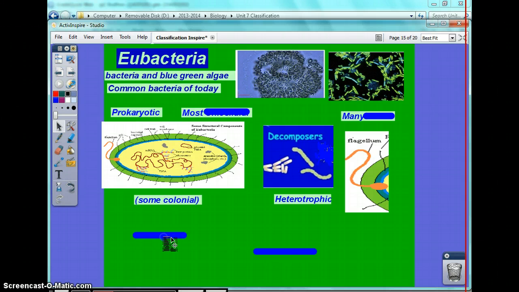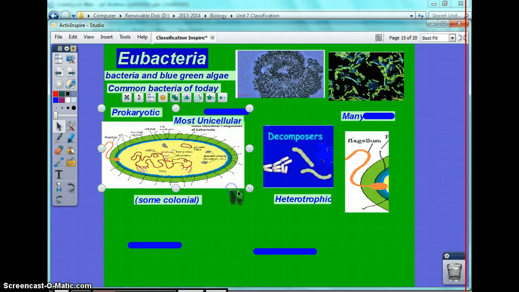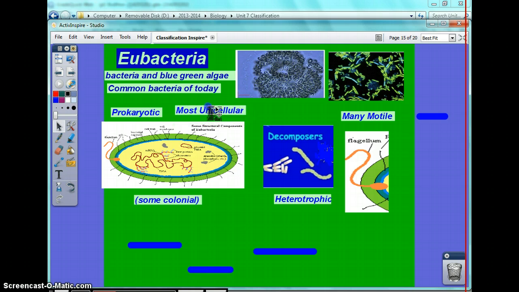Again, they're still organisms without a nucleus. That's one thing they have in common. You're going to see that a lot of my organisms in the kingdom have a lot of common characteristics. There's only one thing that differentiates them, and that's how you separate a kingdom. Most are unicellular, so again, another common characteristic. And most move. So the only difference between Archaea and Eubacteria is the method of feeding, and think of A for Archaea, A for autotroph.